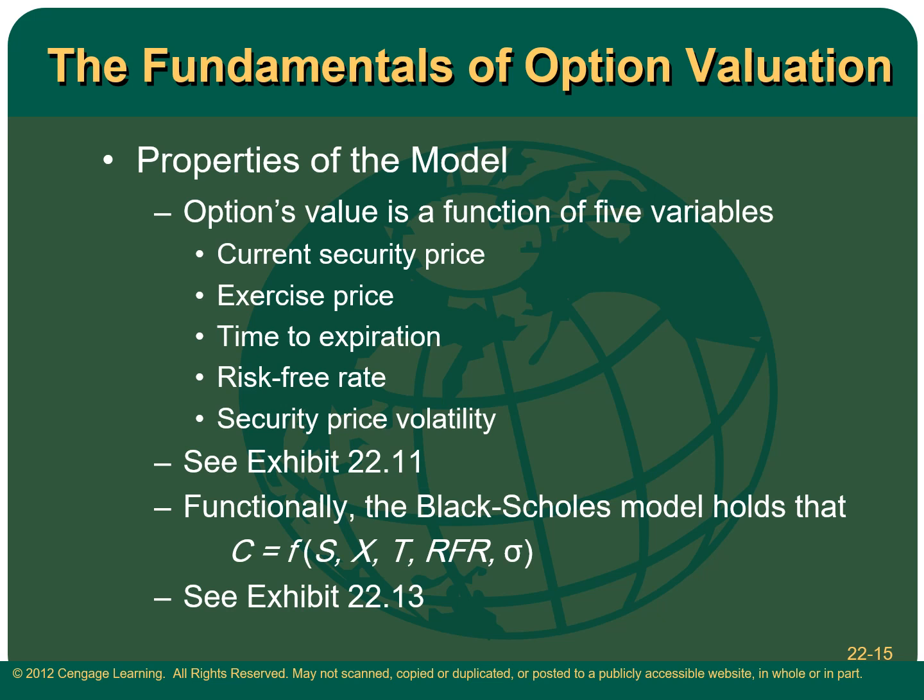Properties of the model. Option value is a function of 5 variables: current security price, which we call S; exercise price, which we call X; time to expiration, the period of the contract; risk-free rate; and security price volatility measured by standard deviation. Hence, the call price is a function of these 5 variables: S, X, T, risk-free rate, and sigma.